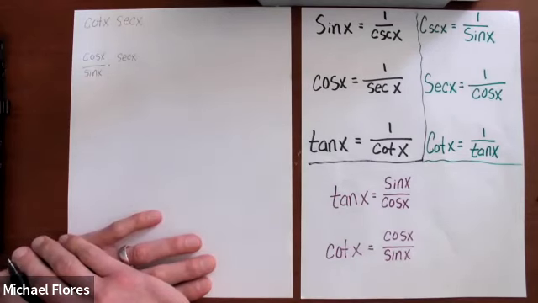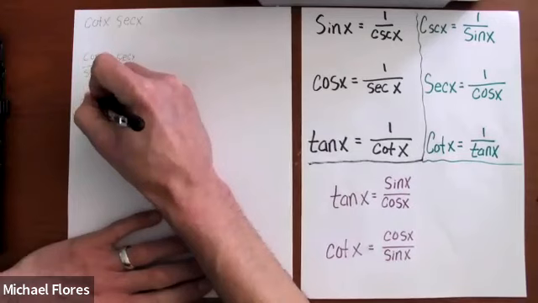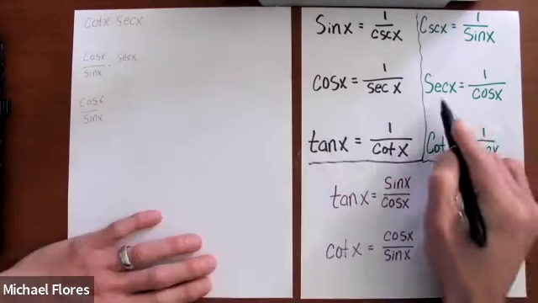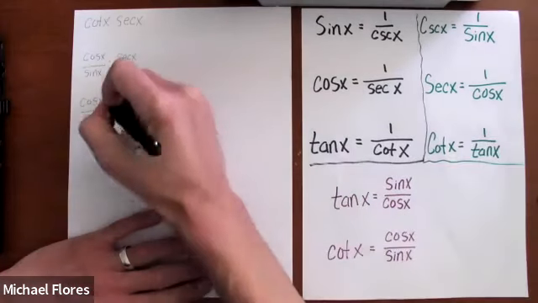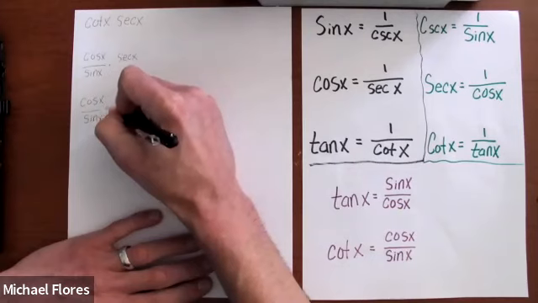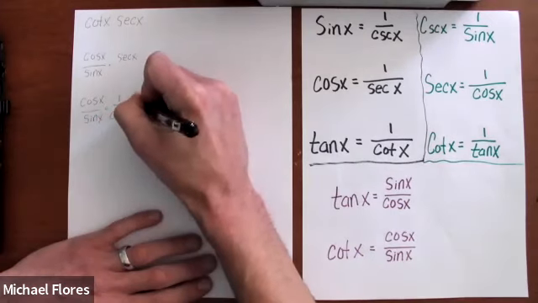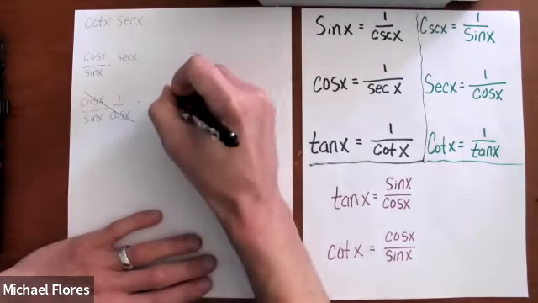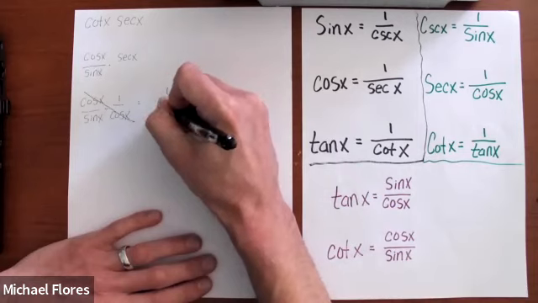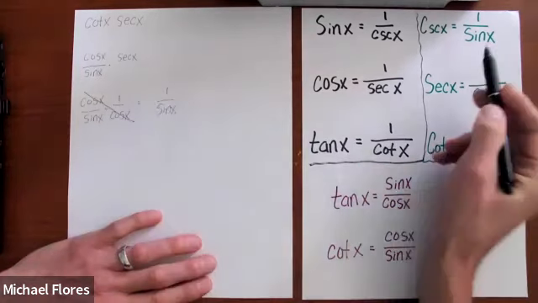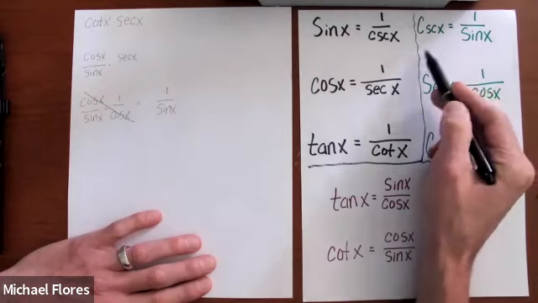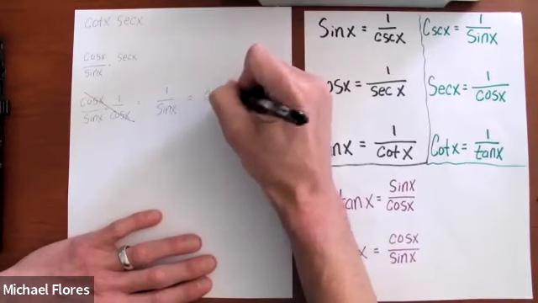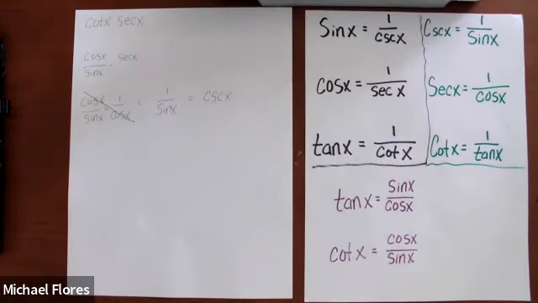So let's try converting secant to something else, its reciprocal equivalent. Secant of x is the same thing as 1 over cosine. Now we can start doing some simplifying. We can cross cancel. That would leave us with 1 over sine of x. And do you remember what 1 over sine of x is equal to? Cosecant. Cosecant of x. Final answer.